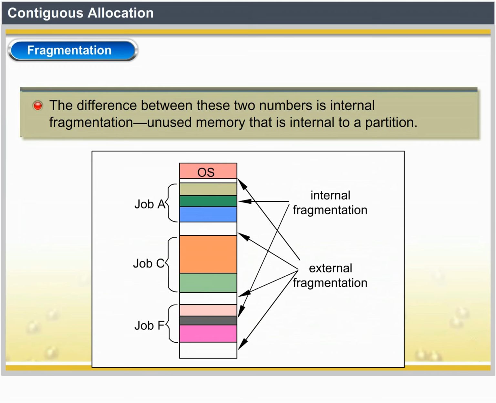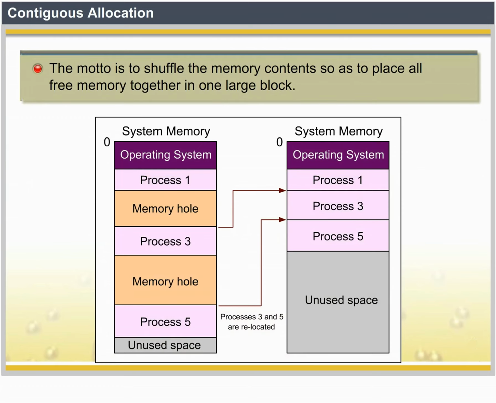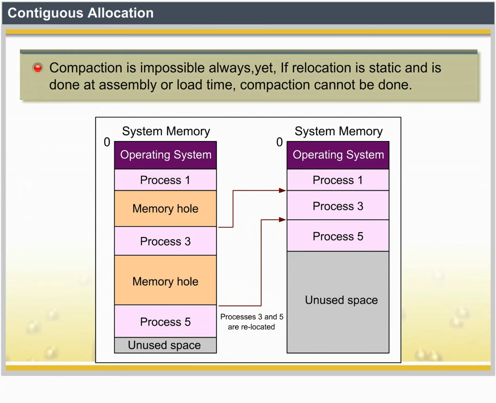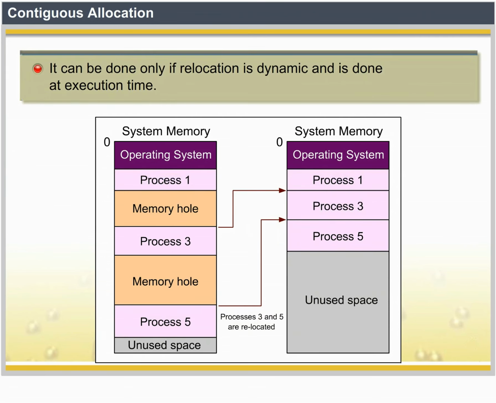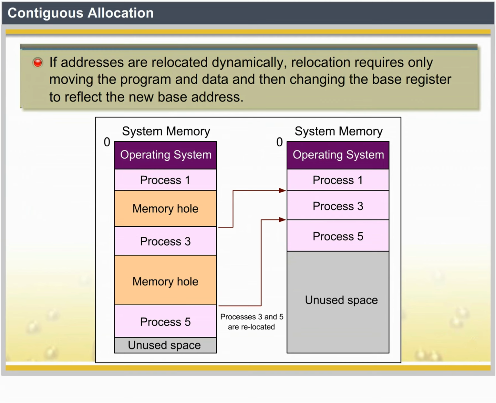One solution to the problem of external fragmentation is compaction. The goal is to shuffle the memory contents so as to place all free memory together in one large block. Compaction is not always possible, however. If relocation is static and is done at assembly or load time, compaction cannot be done. It is possible only if relocation is dynamic and is done at execution time. If addresses are relocated dynamically, relocation requires only moving the program and data and then changing the base register to reflect the new base address.